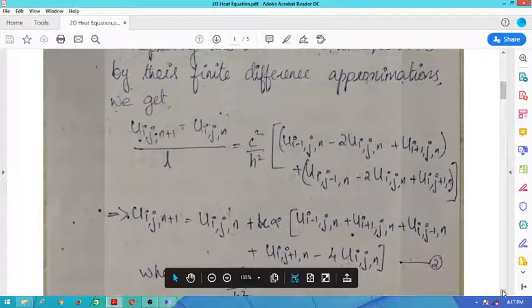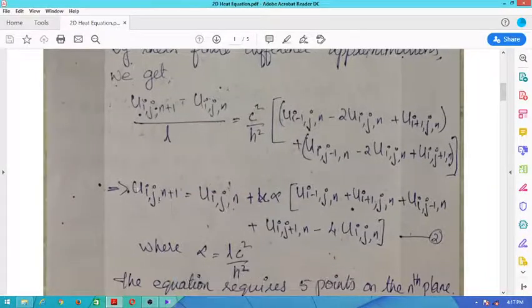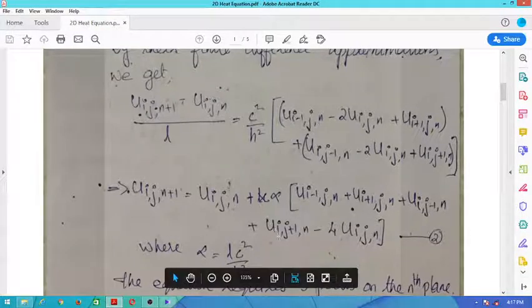Now this expression can be simplified by multiplying throughout by l and transferring the term u_ij,n to the right. We get u_ij,n+1 = u_ij,n + α(u_i−1,j,n + u_i+1,j,n + u_i,j−1,n + u_i,j+1,n − 4u_ij,n). The 4 comes from these two expressions, since the coefficients are the same. The coefficient α is given by l c² divided by h².